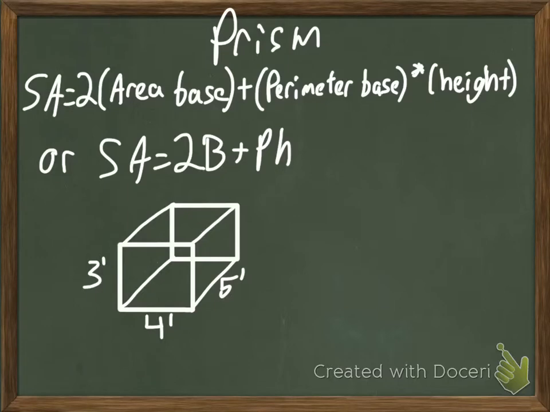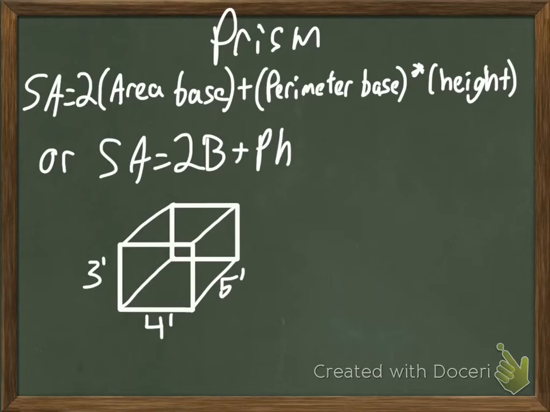So for a prism, surface area is equal to 2 times the area of the base plus the perimeter of the base times the height. Or we write it as surface area equals 2B plus Ph, where big B is base area, P is base perimeter, and h is height. So surface area, and then we're going to talk about volume later, they're basically just machines. We're going to look at the information that we're given and we're going to plug it in to see what it gives us.